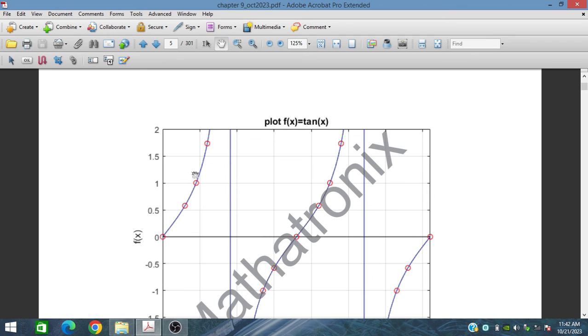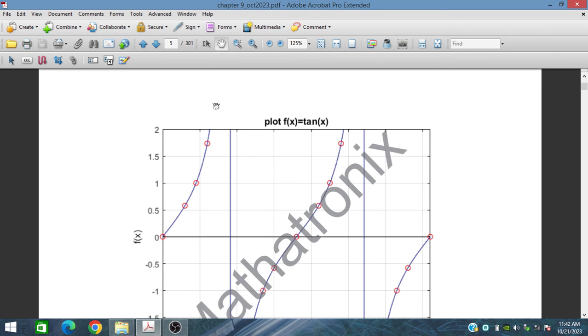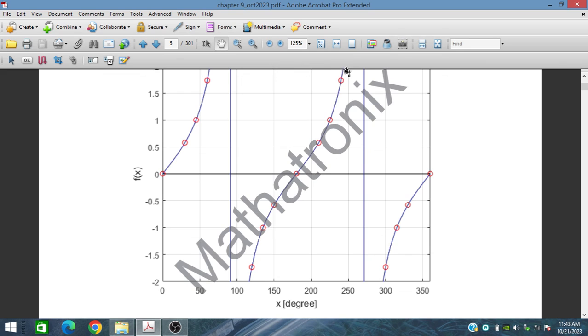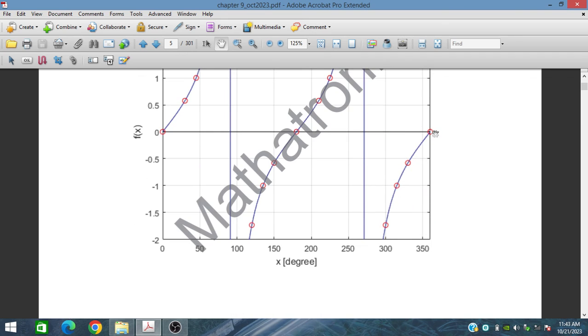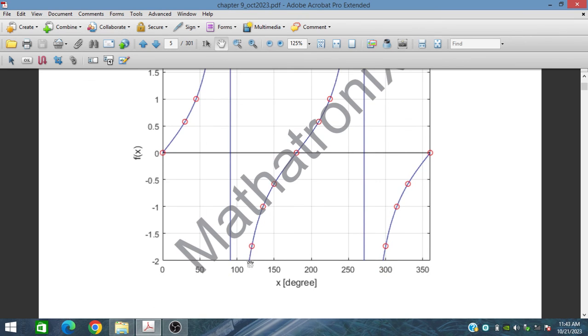From 0 to 90 degree it goes to infinity, and after 90 degree it starts from the minus side, and then at 180 it becomes 0 and then rises again. At 270 it reaches plus infinity, and after 270 it starts from the negative side as well. So this is the graph of tangent. It reaches plus infinity at 90 degree, and after 90 degree it starts from the negative side. Yes, this is the plot.